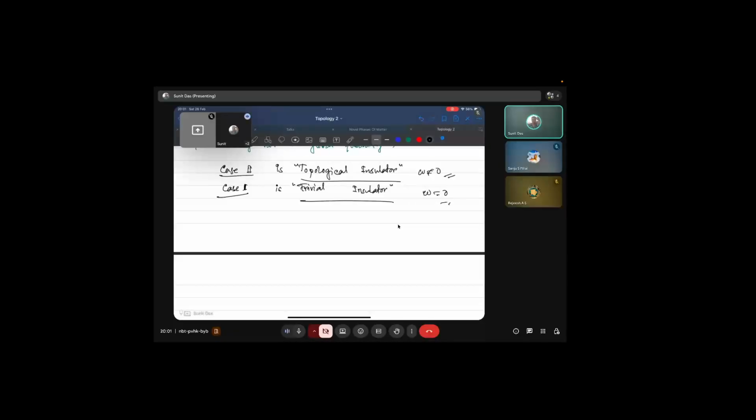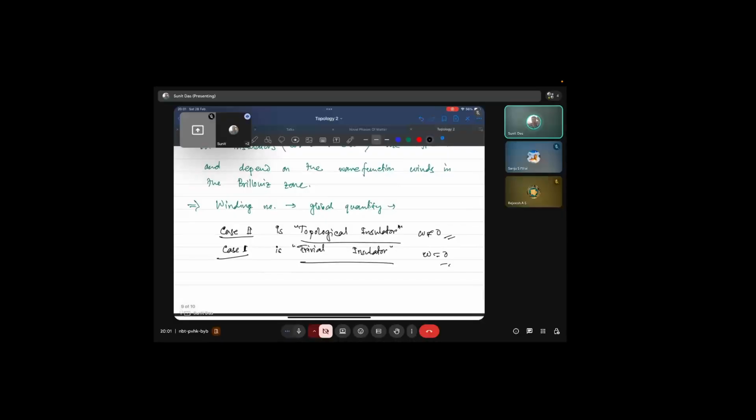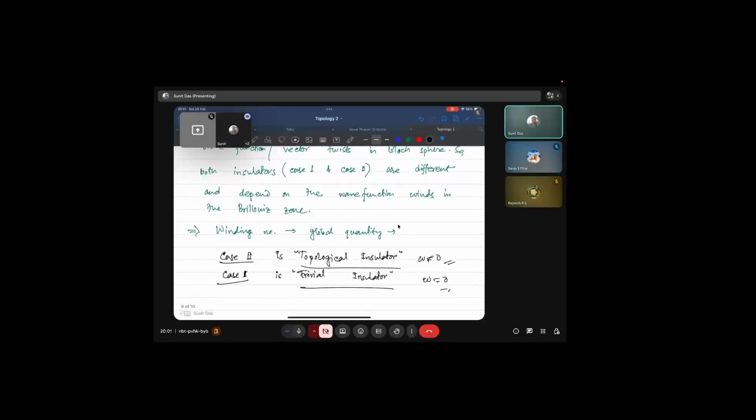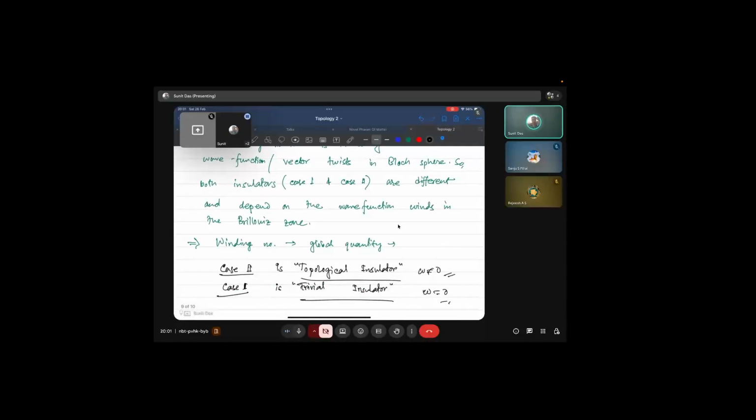Okay, so what this necessarily means is that depending on the intra-unit cell or inter-unit cell hopping allowed on this kind of chain, you can have either a topological insulator or a trivial insulator. Okay, and there are other features for the topological insulator, but I think today we need to stop. But before that, please ask if you have any questions.